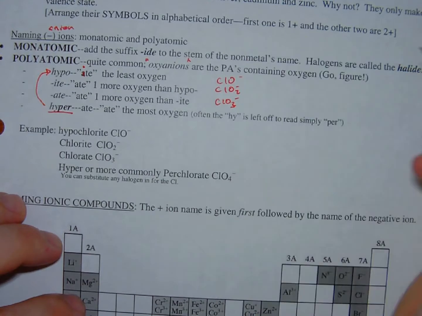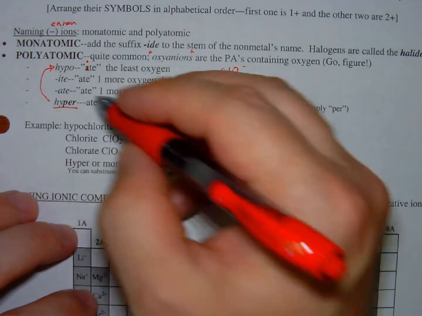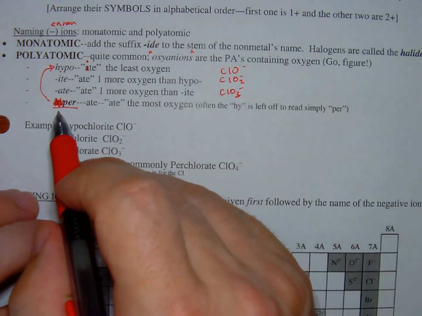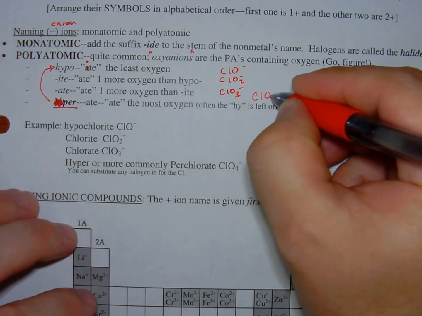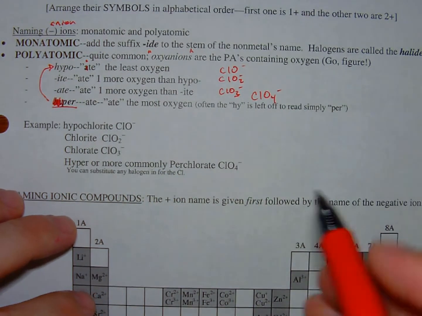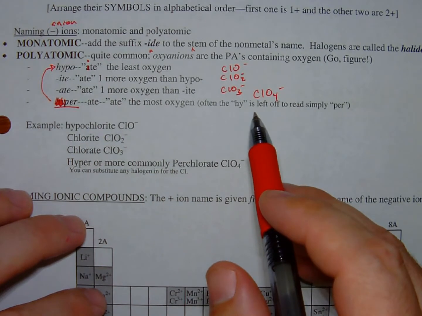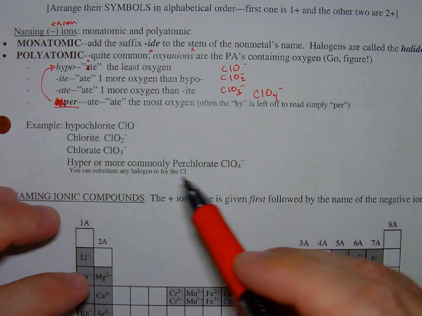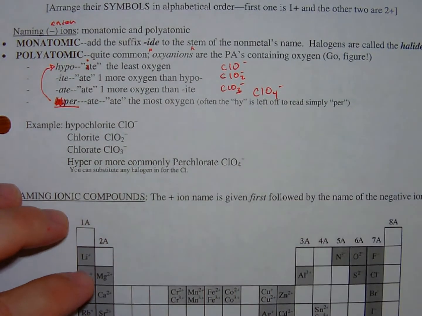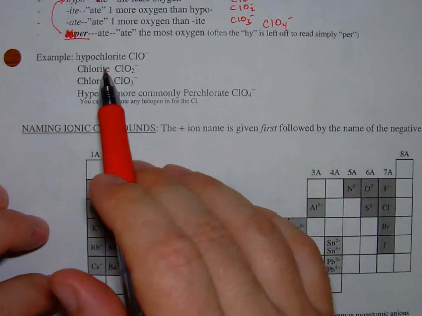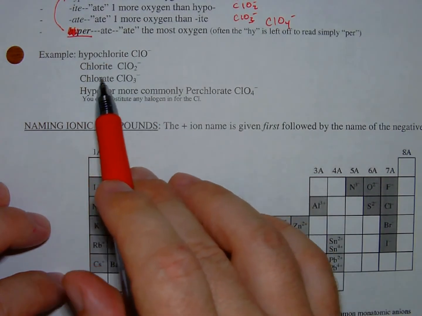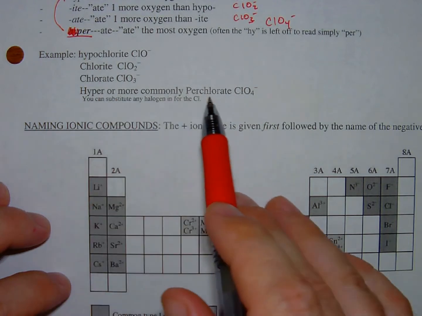Hope that makes sense to you. For some reason, typically we do not actually pronounce the hy part. We just say per. But this per stems from hyper. So when I write ClO4-, that is the form of this polyatomic ion that has the most oxygens. It's hyper-oxygen, it has a lot of oxygens. But I don't say the hy, so I simply write perchlorate. Here are those examples written down: hypochlorite, chlorite, chlorate, and perchlorate.